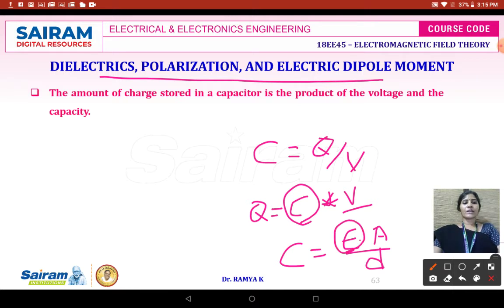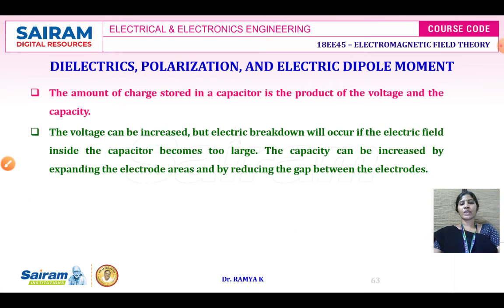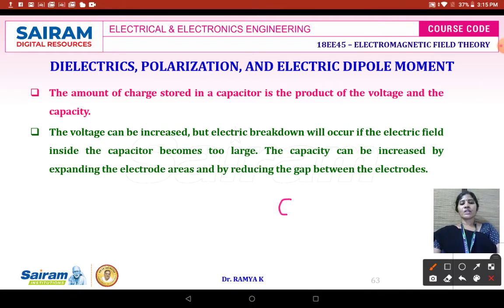Either you can increase the value of capacitance by increasing the dielectric medium or by decreasing the distance. In any of the ways you can do it. So this is explained as a point over here. You can see here the voltage can be increased, but the electric breakdown will occur if the electric field intensity in the capacitor is going to be too large. C is equal to Q divided by V. If the capacity is very large, then the voltage is very less. It means that there is a possibility of electrical breakdown inside the capacitor when the capacitance value becomes too large.